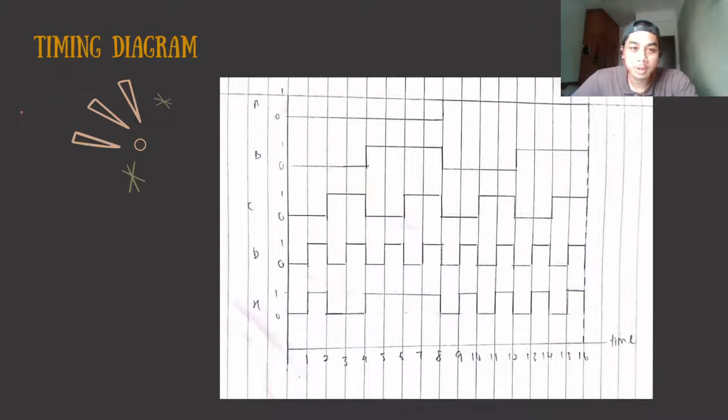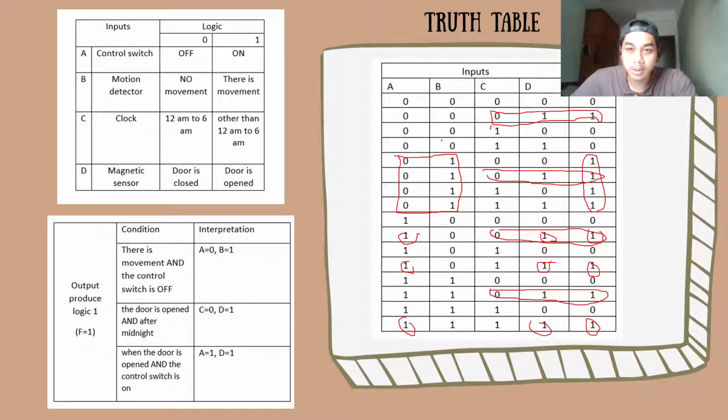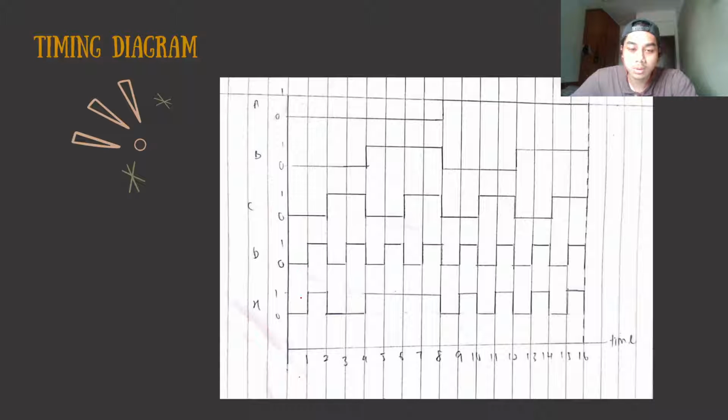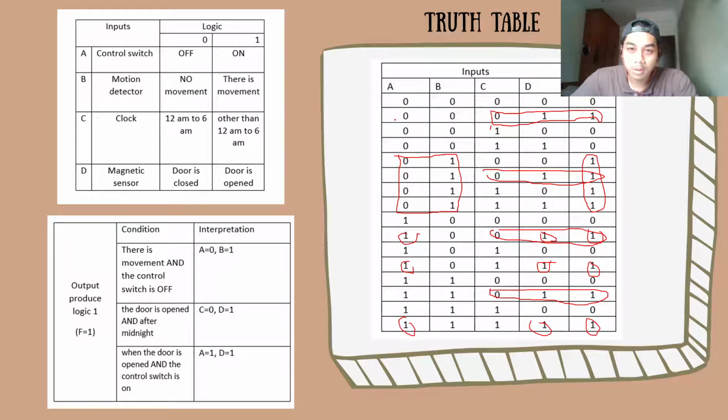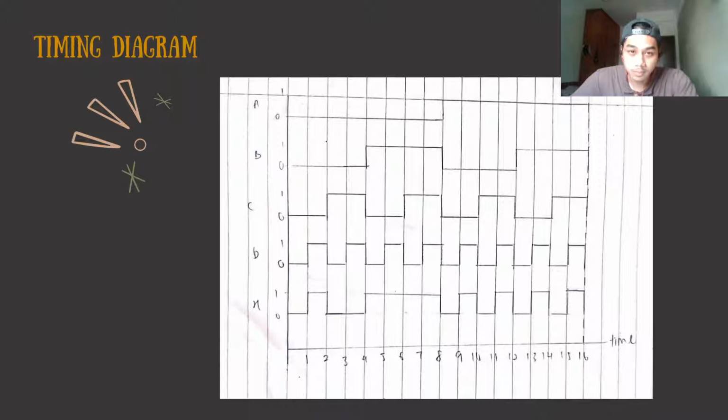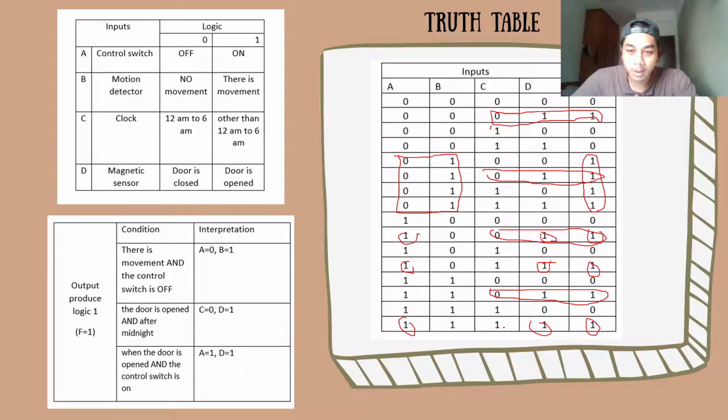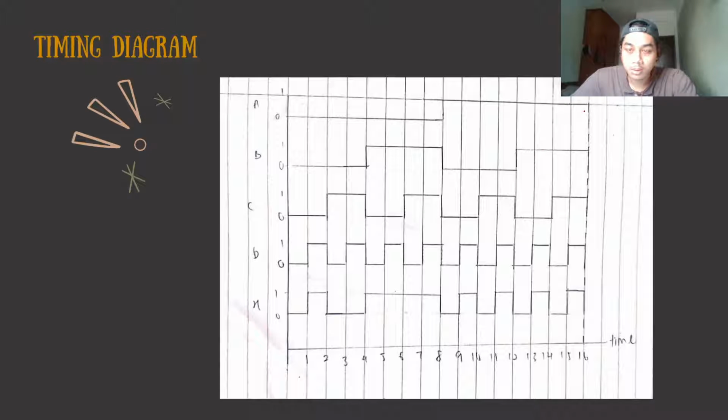This is the timing diagram based on the truth table. As you can see here, we have four inputs A, B, C, and D, and this is the function of the output. For example, if we take 0, 0, 0, 0, the output is 0. If the input is 0, 0, 0, 1, the output is 1. For the final, 1, 1, 1, 1, the output is 1. So this is how we draw the timing diagram from the truth table.